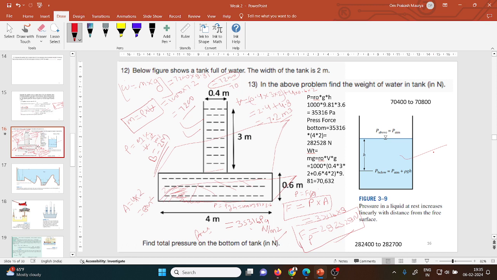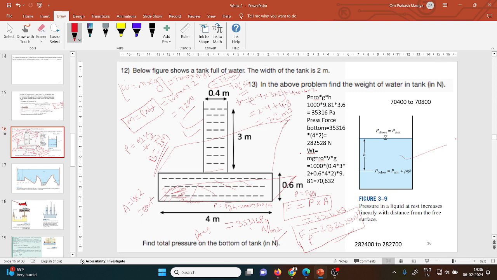A little bit, let me calculate. Your mass is 7200, 7200 into 9.81, 70632 it will come. So this is the whole concept behind it.